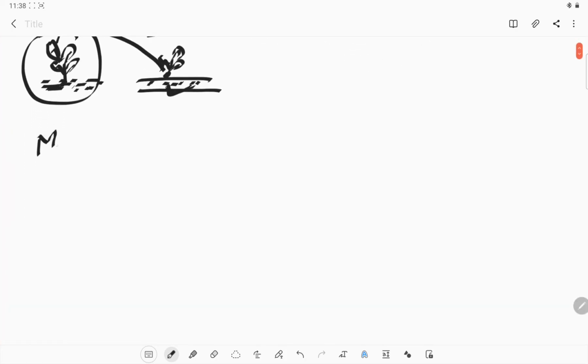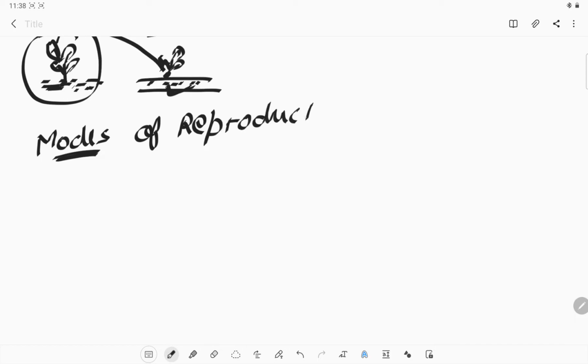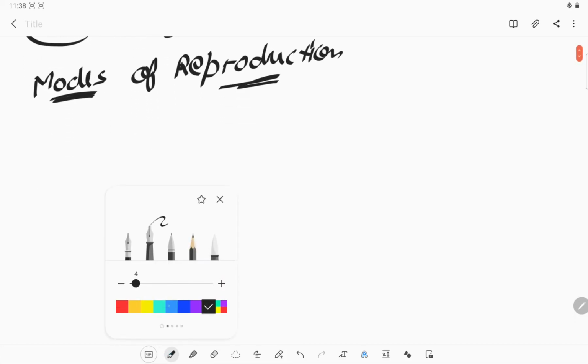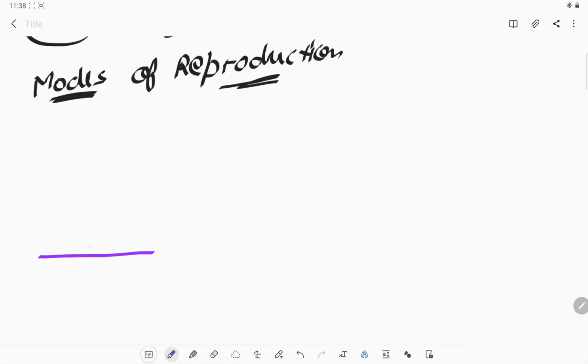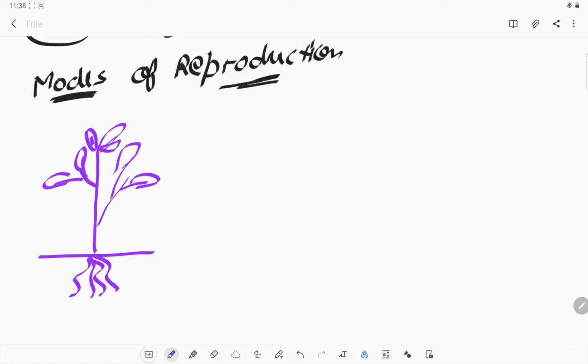Reproduction can be done by some modes. The modes of reproduction can be sexual or asexual: sexual reproduction or asexual reproduction. Before going into the depth, first of all you should understand the plant body. This is the plant body, these are the leaves, and this upper portion is known as the shoot portion, and this lower portion, which is embedded in the soil, is known as the root portion.